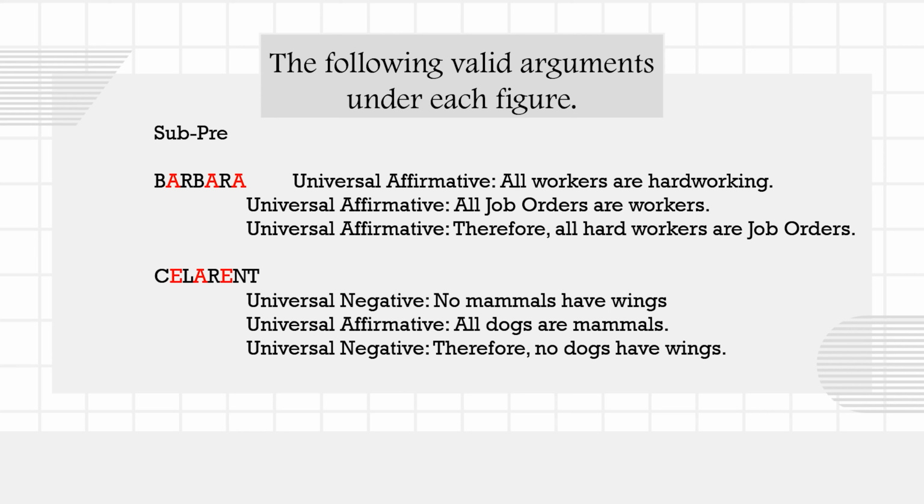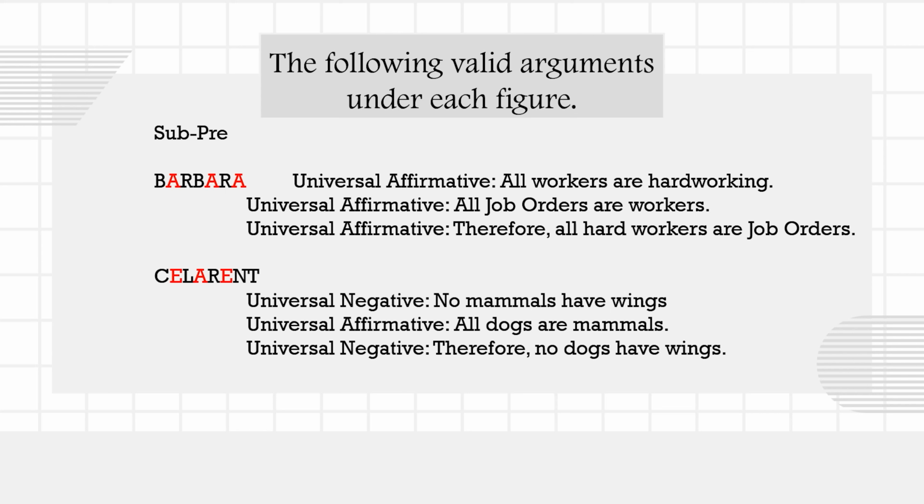The logical conclusion, therefore no dogs have wings, is a valid deduction following the premises. This syllogism adheres to the principles of categorical logic, demonstrating that if no mammals have wings and all dogs are mammals, then it logically follows that no dogs have wings.